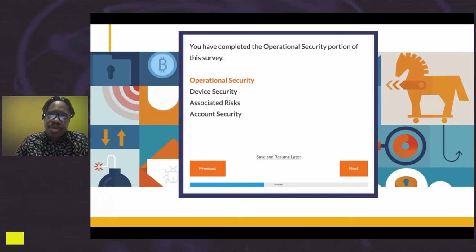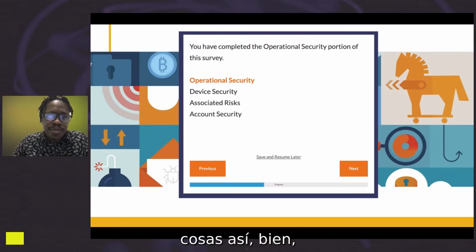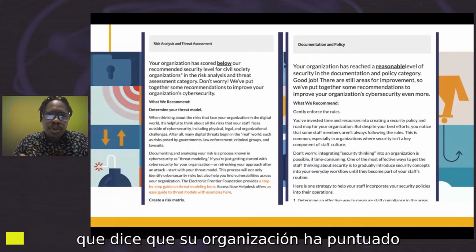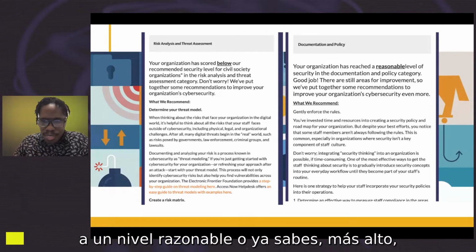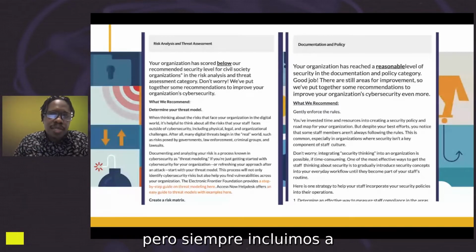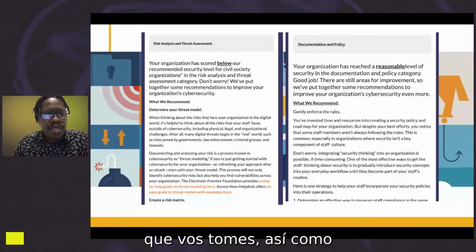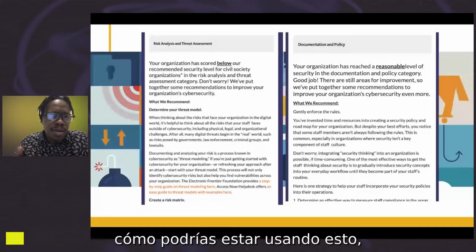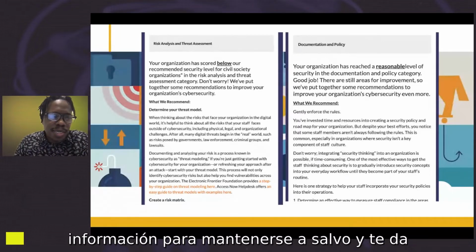And then account security. How do we keep people's accounts safe and secure with their username and password and things like that, right? Once the assessment is filled out in those different areas, you're given a report that says your organization has scored below our recommended security level, or at a reasonable level, or higher. Congratulations, good job. But we always include a recommendation on exactly next steps for you to take, as well as a little story about a fictional nonprofit, just so you understand how you could be using this. Like, this is how a group might have used this information to stay safe.